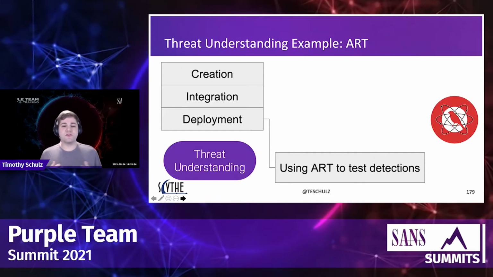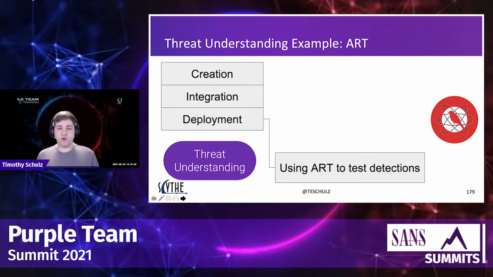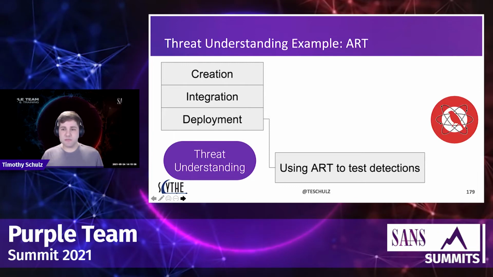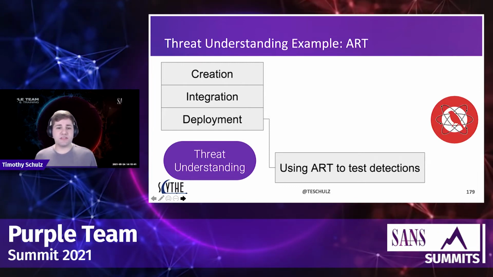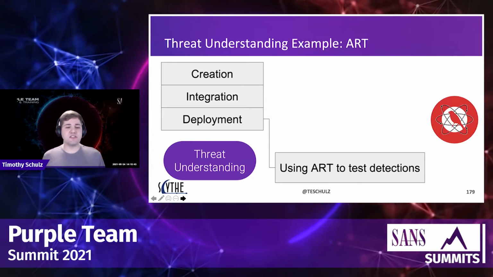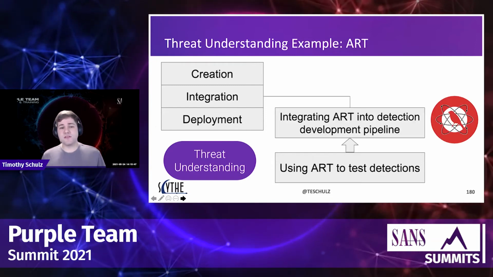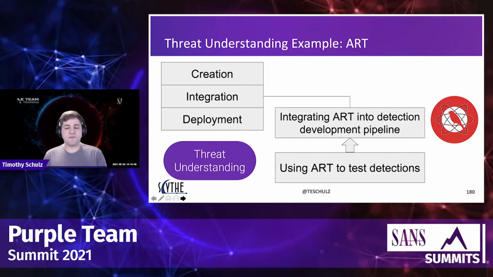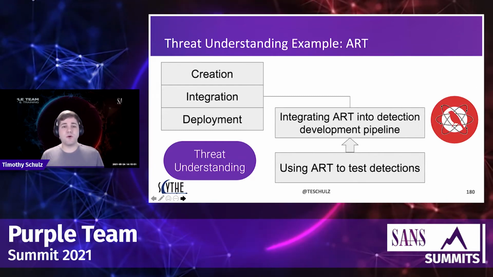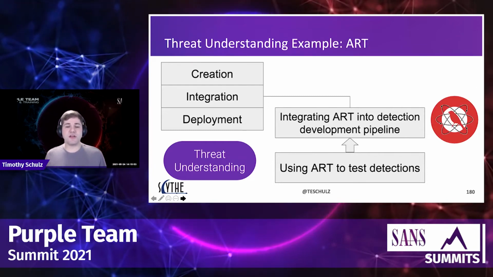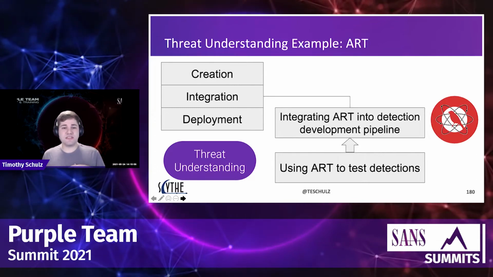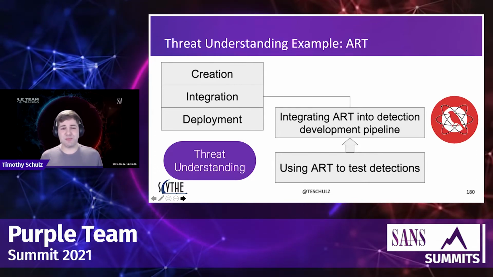Now, moving to Atomic Red Team. So deploying and running Atomic Red Team, as has been shown in a couple of these other presentations, is great. And so using that initially to test detections. Where do we go from here for integration? So this is where I give the folks at Splunk a shout out for Attack Range and integrating Atomic Red Team into your detection pipeline and development process.